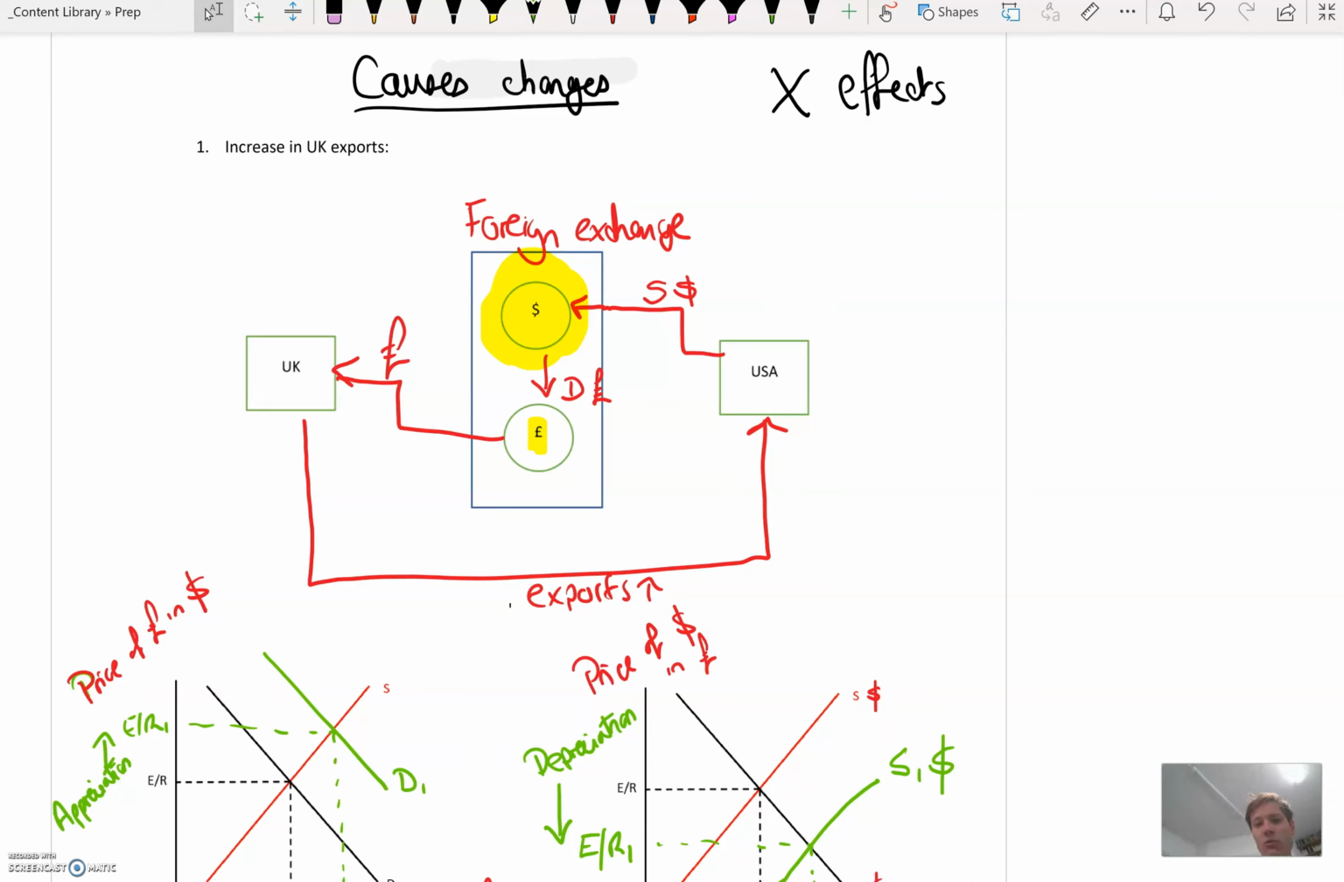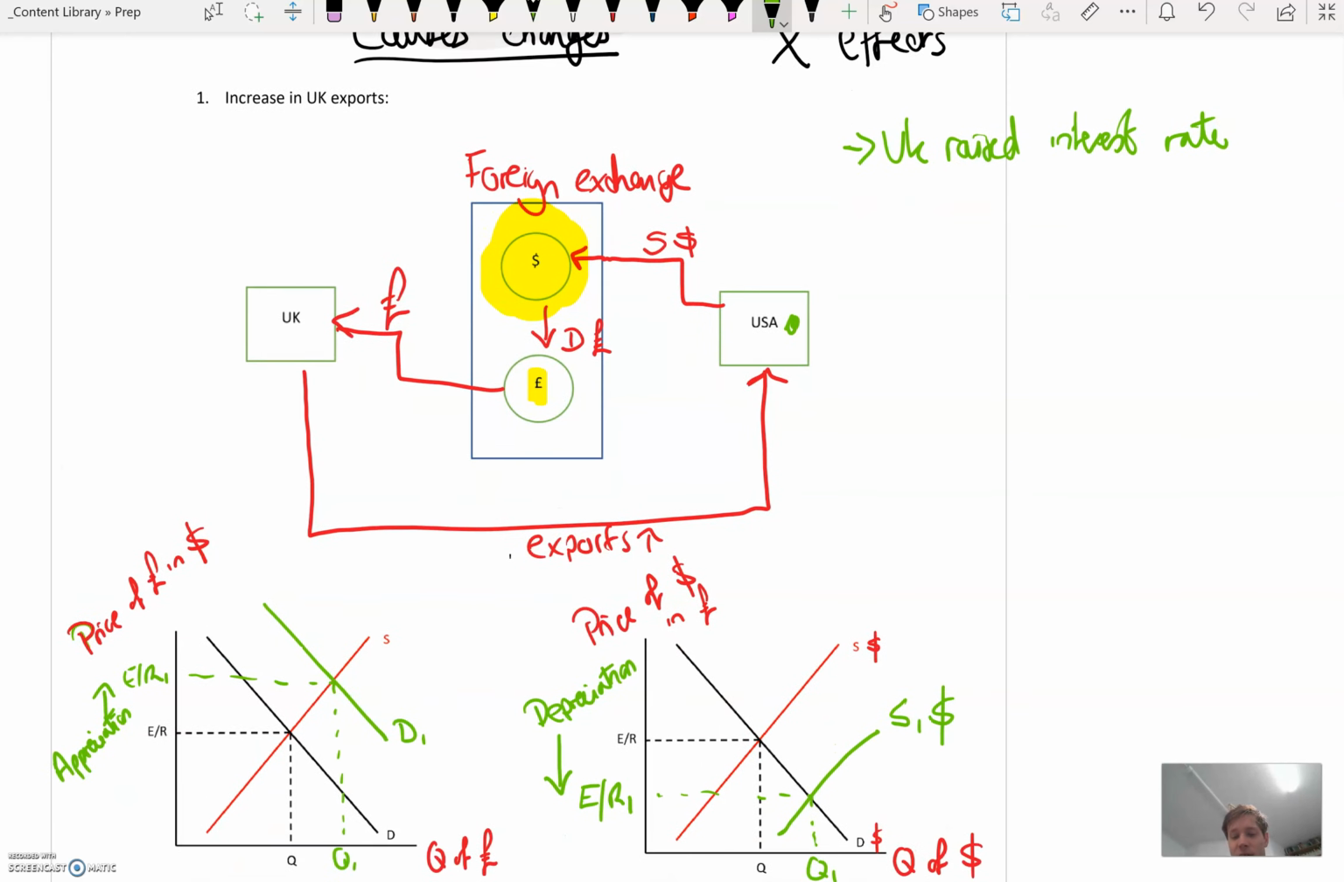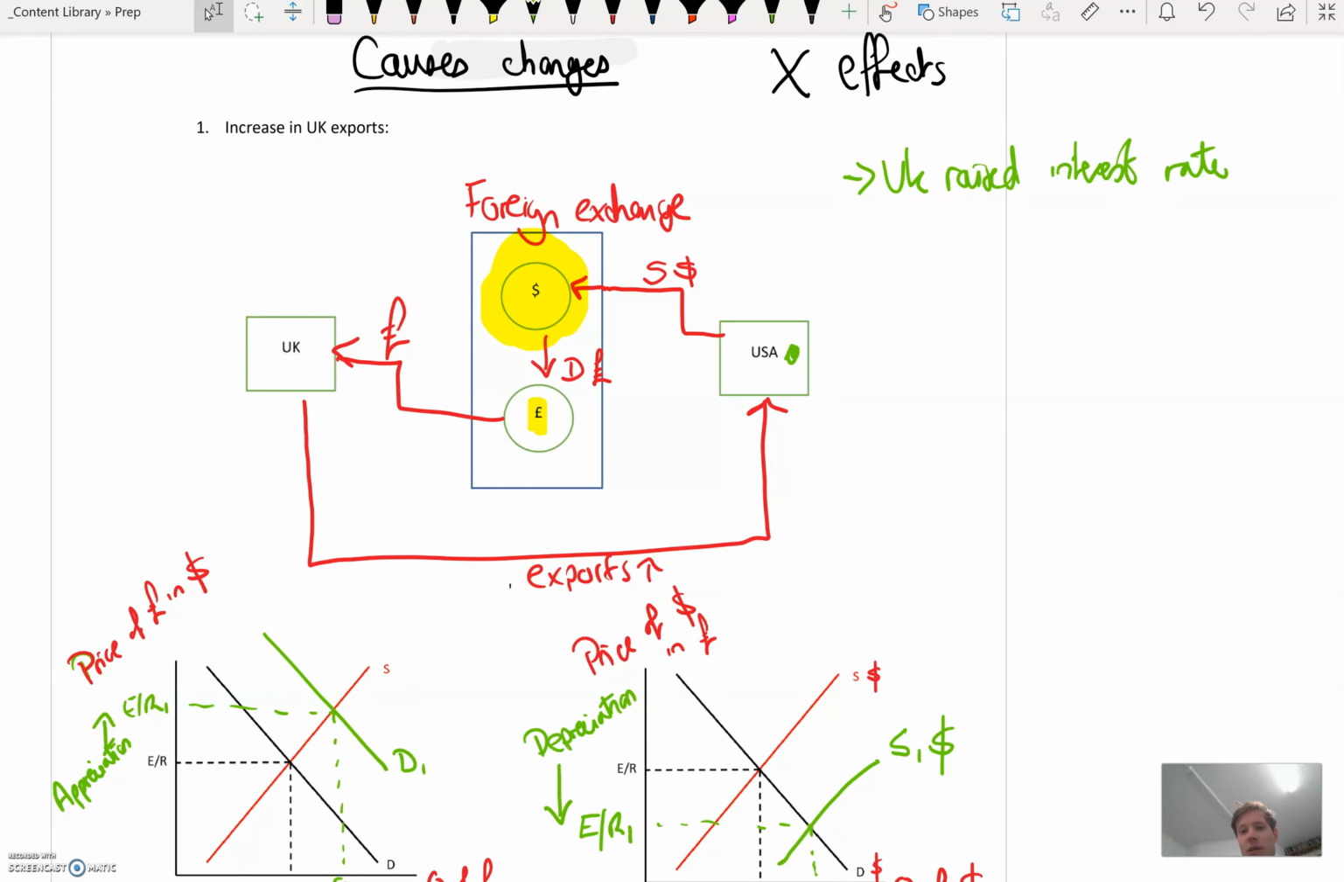So we could also say over here, other effects could be, for example, the UK could have raised its relative interest rate. If the UK raises its interest rates, US savers over here will want to put their money into UK banks. To buy the pound, to put it into the bank, they have to supply the dollar, and therefore that raises the value of the pound and lowers the value of the dollar.